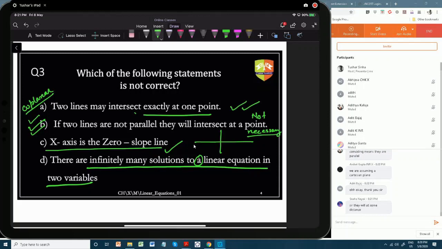Never, my dear. If two planes are coplanar, two planes are parallel, right? Imagine, as I'm telling you, a line on the roof, another line on the floor. They are not parallel, let's say, and they will never intersect. Isn't it? Sneha, is that clear?